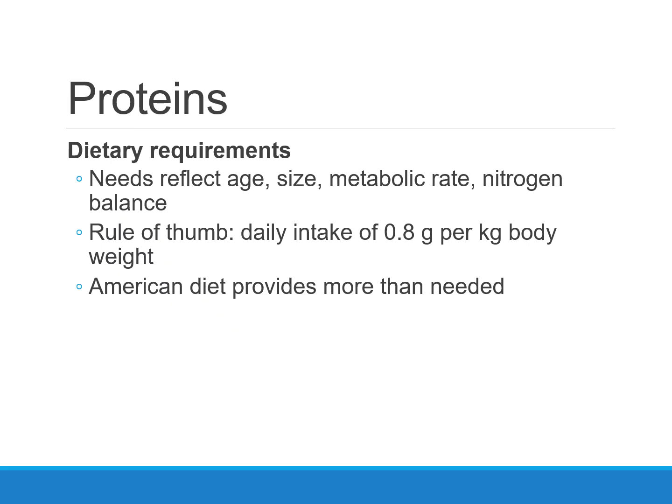So the rule of thumb is a daily intake of about 0.8 grams per kilogram of body weight. And so you can calculate that out. Some people just use 1 gram to make it easier. Figure out what your body weight is in kilograms, and then that is how many grams of protein you should be consuming a day. The American diet usually provides more than we need. So for a lot of people, they're actually consuming too much protein.